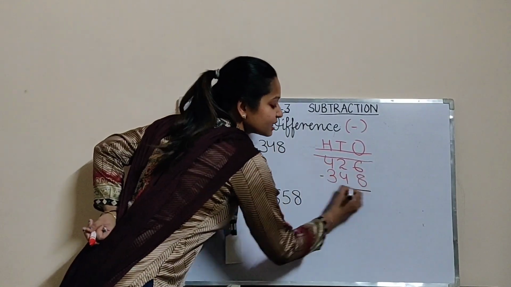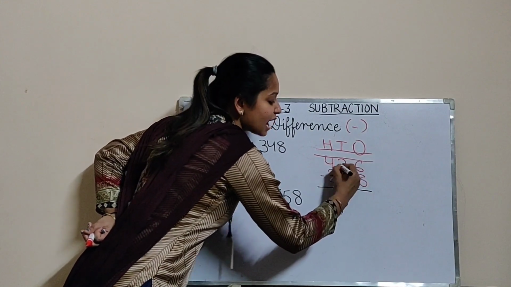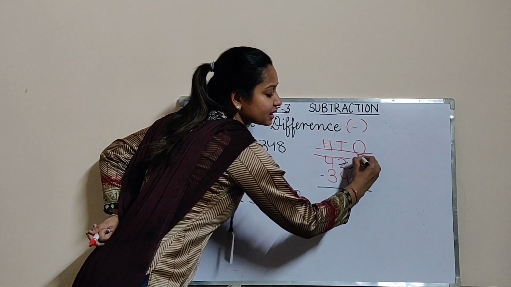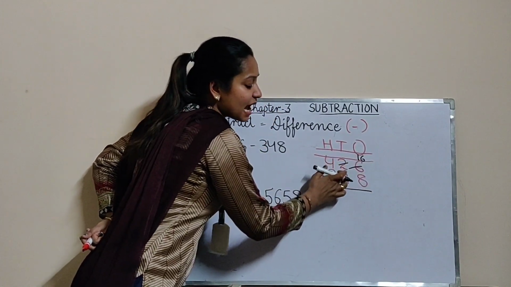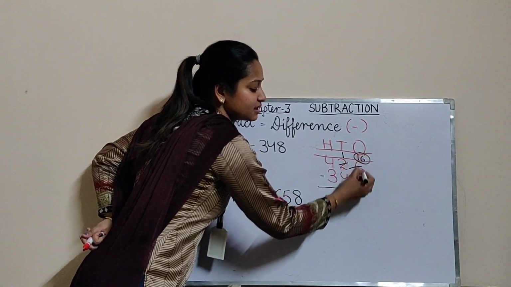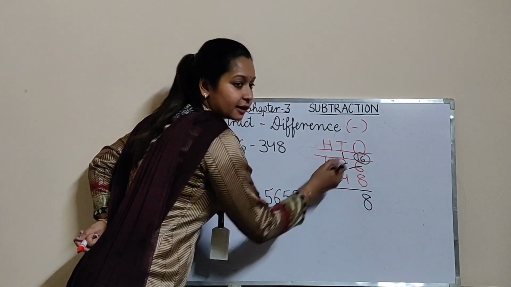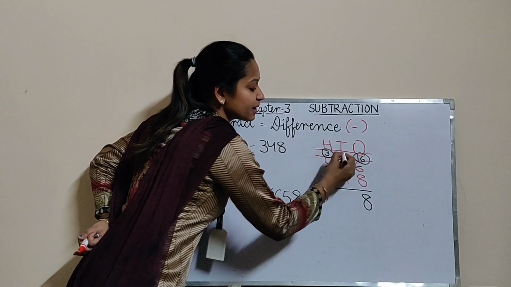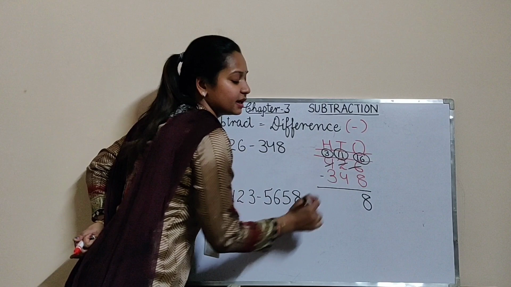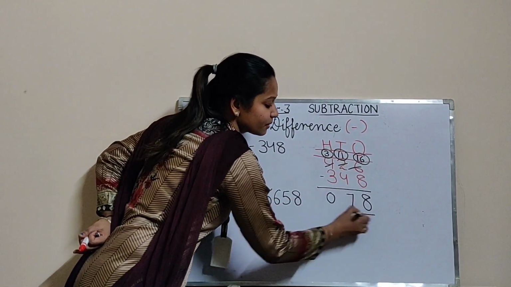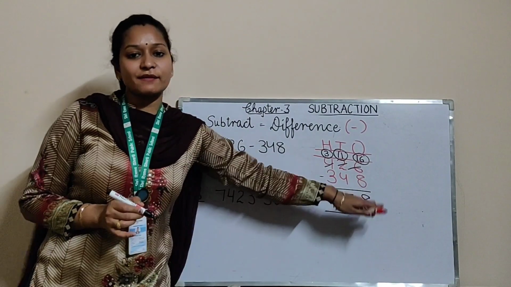Now see, 6 minus 8 we cannot do, so we have to borrow from the neighbor. I cannot directly make it 16. This is wrong. First I have to subtract from here. This would become 1 and this would become 16. 16 minus 8 is 8. And now 1 minus 4 I can't do, so I'll again borrow. This will become 3 and then it will become 11. 11 minus 4 is 7. 3 minus 3 is 0. So my answer here is 78.